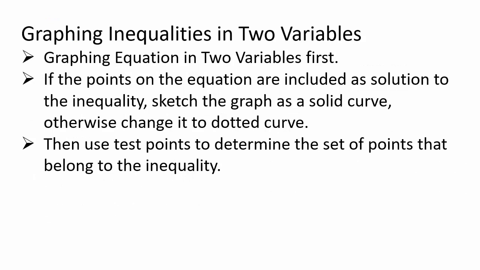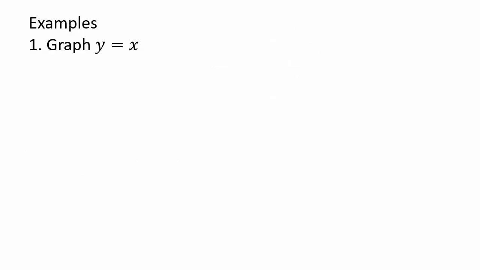So graphing inequalities in two variables will require you to sketch the graph of the equation in two variables first. And then if the points on this curve are part of your solutions, you would keep the curve a solid curve. If they are not part of your solution, you would make the curve dotted and then use test points below or above the curve. Check whether they are part of the solution or not. So that's pretty much what will be involved in graphing inequalities in two variables.